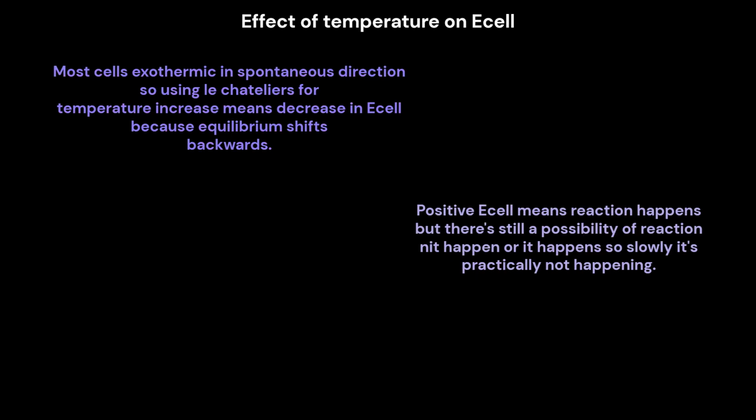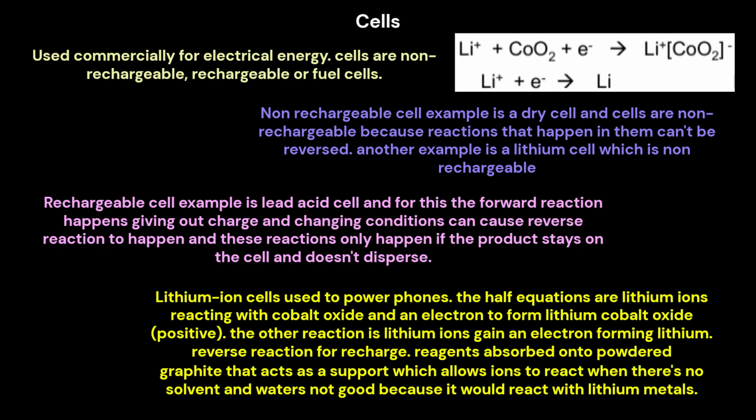Effect of temperature on Ecell. Most cells are exothermic in the spontaneous direction, so using Le Chatelier's, a temperature increase means a decrease in Ecell because equilibrium shifts backwards. A positive Ecell means the reaction happens, but there's still a possibility of the reaction not happening, or it happens so slowly it's practically not happening.